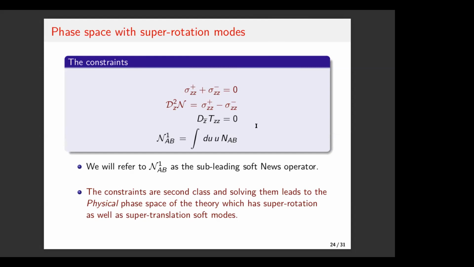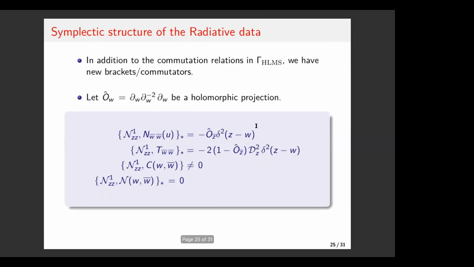And when we do, it leads us to the physical phase space of the theory, which has the superrotation as well as supertranslation soft mode. So let me just tell you what the physical phase space is now. It turns out to be a little bit more non-trivial than we would have expected. In addition to the brackets that we had in the supertranslation case, there are now new brackets.